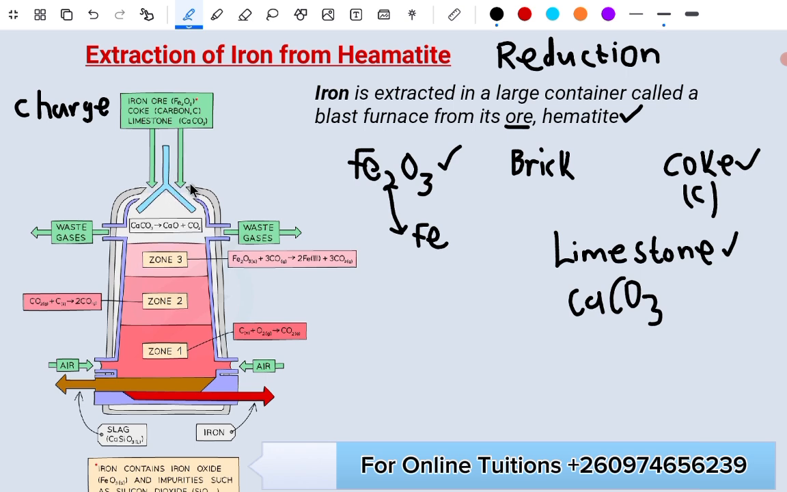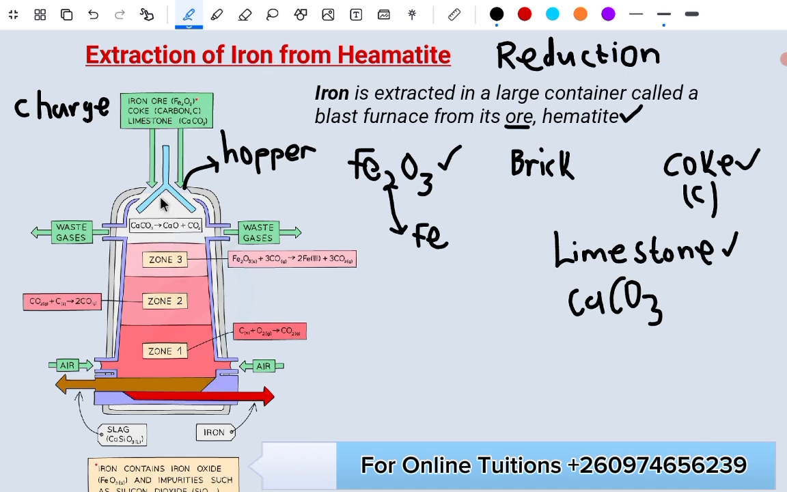You have things that collect them. They are called hoppers, and there could be more than one. This is what will receive the charge. Once these are fed in the blast furnace, they have reasons, and we'll talk about those reasons. Within the blast furnace, it's made up of brick inside, and outside it's made up of steel.